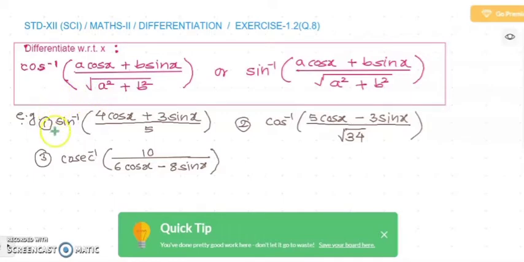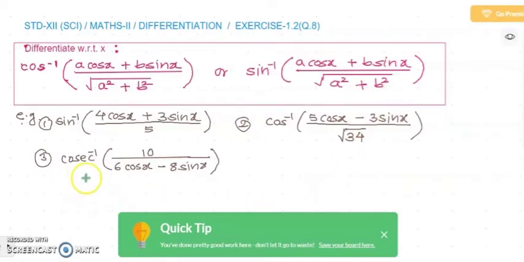For example, here sin inverse of, 4 is a, 3 is b, a square plus b square is 16 plus 9, 25, and the root of 25 is 5. Here also a and b in this case are 5 and 3. Just ignore this minus sign. This negative sign doesn't matter. What is important is the value of a and b irrespective of the sign. 5 square is 25, 3 square is 9, 25 plus 9 is 34, and root of 34 is root of a square plus b square.